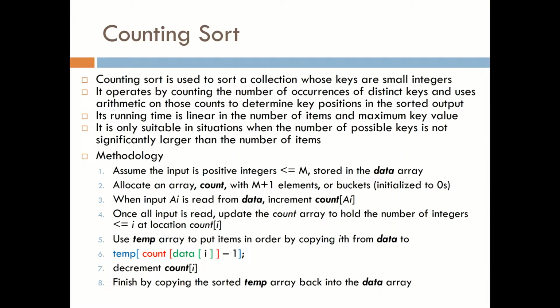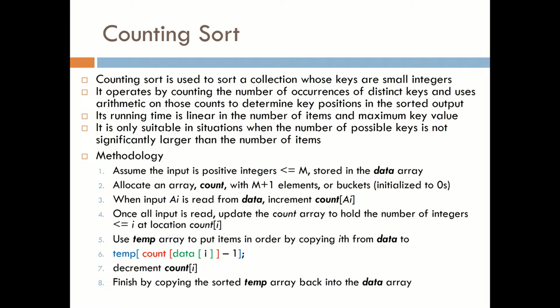We will then go through the data array, and for every value that we encounter, which we're calling AI here, we will increment the count array at the AI index. Okay, once all the input is read, we will then update the count array to hold the number of integers less than or equal to I at location count of I.